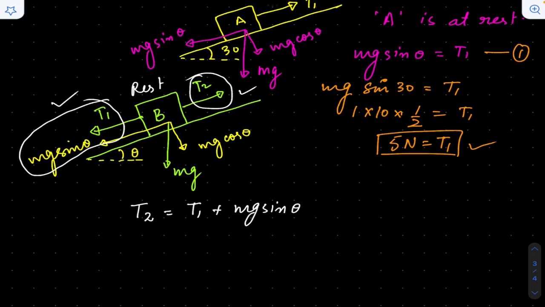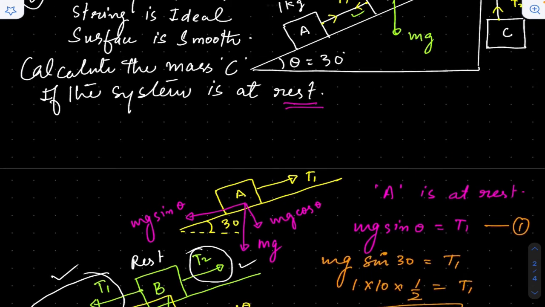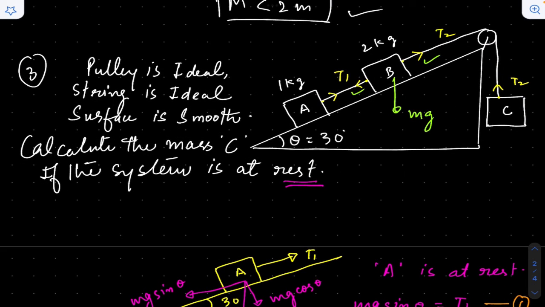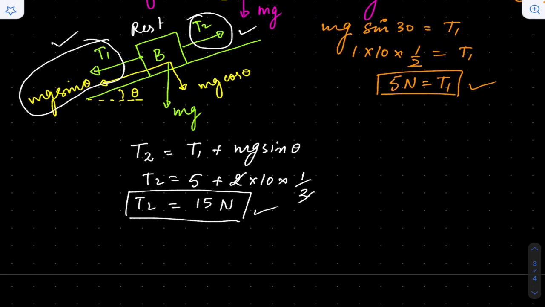We know the value of T1, T1 equals 5 Newton, plus the mass of block B is 2 kg, g equals 10, again sin 30 degrees equals 1 by 2. When we solve this, it becomes 15 Newton, 2 and 2 cancel each other, 10 plus 5 is 15 Newton. So this is T2. We know T1, we calculated the value of T2, but the question is the mass of block C. Let us move toward that.